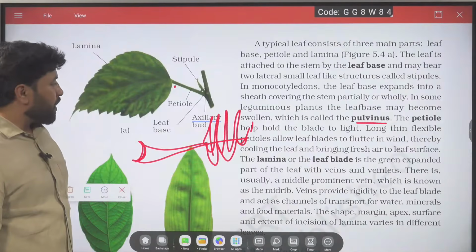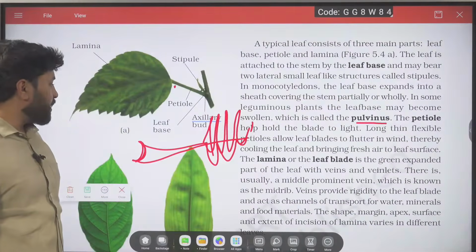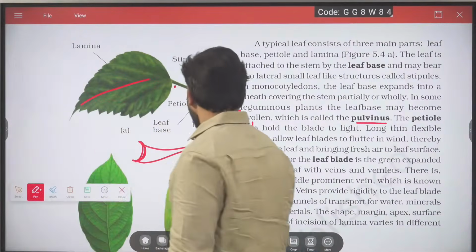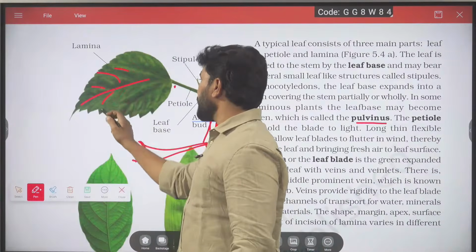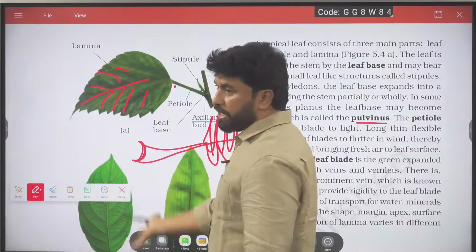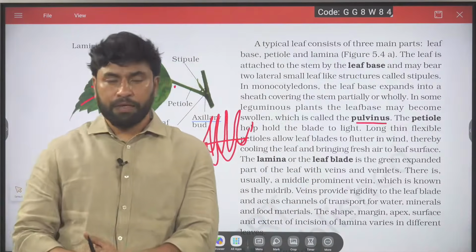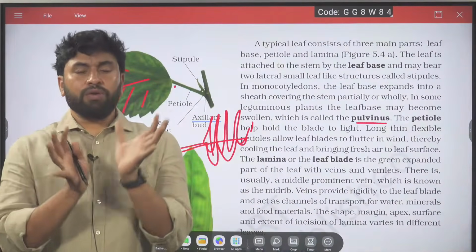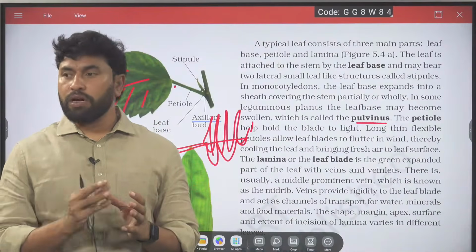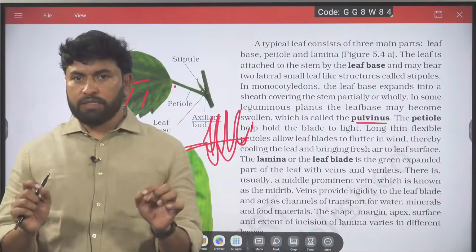The lamina or leaf blade is the green expanded part of the leaf with veins and veinlets. There is usually a middle prominent vein called the midvein, and the lateral branches of this vein are veinlets. They help maintain the shape of the leaf, and veins and veinlets also help the leaf transport water, minerals and photosynthate to all organs of the leaf. Is it okay? Now this is today's class.